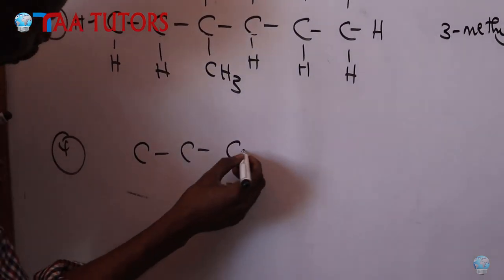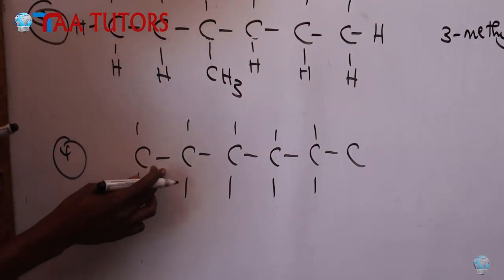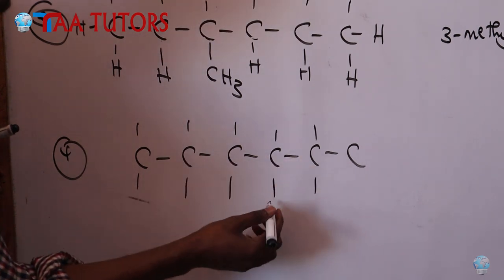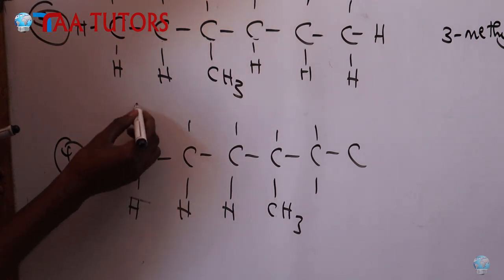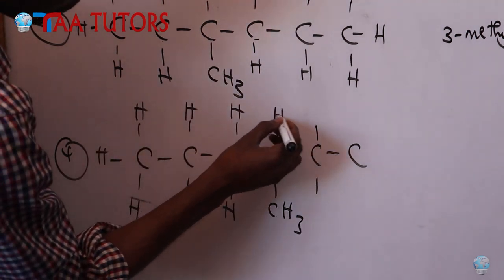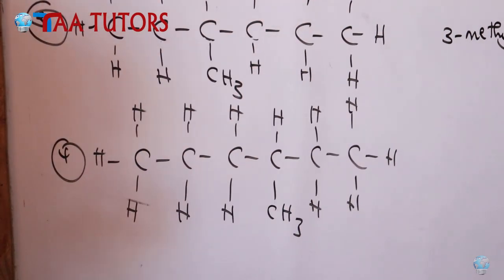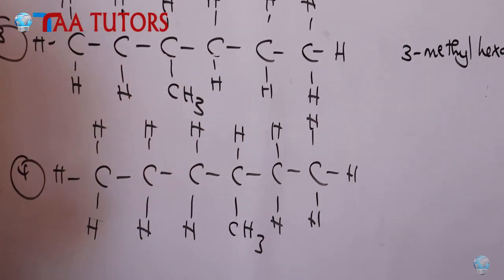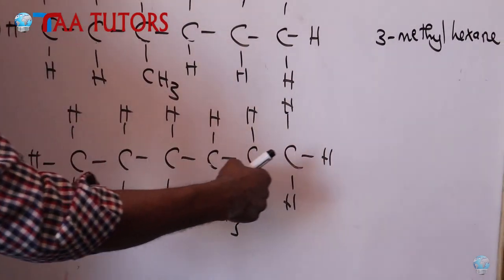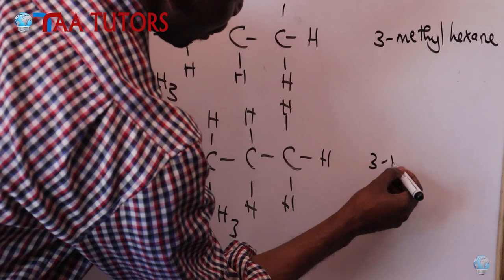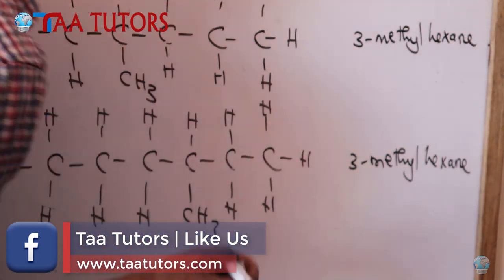1, 2, 3, 4, 5, 6. It was here. Now let's move it there. So CH3. H, H, H, H, H, H. H everywhere. So if you have this one here, we want to name it now. You see that we have moved it here. 1, 2, 3, 4. 1, 2, 3. So we have to name it from the other end now. So it means we are still going to have 3-methylhexane.